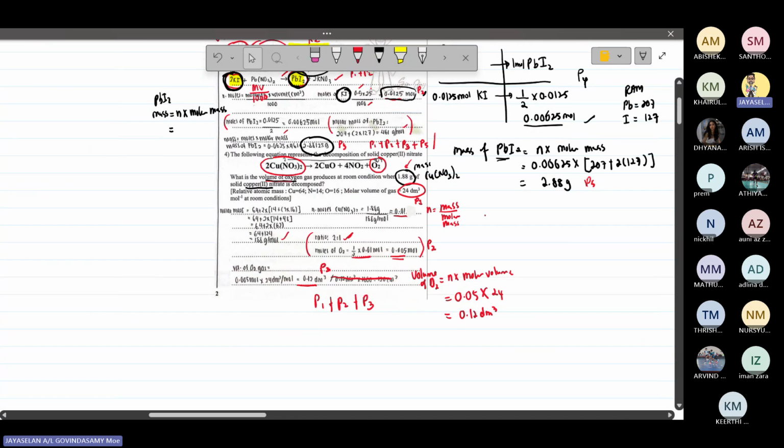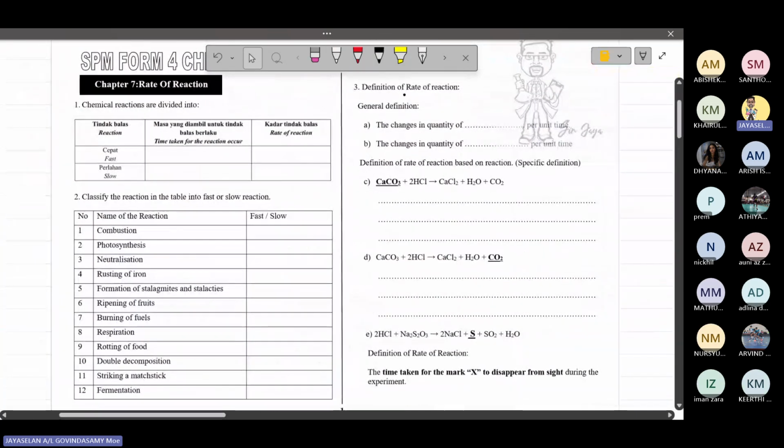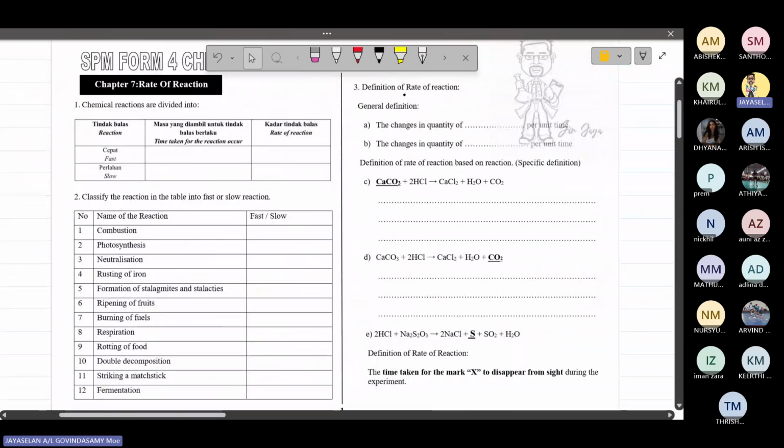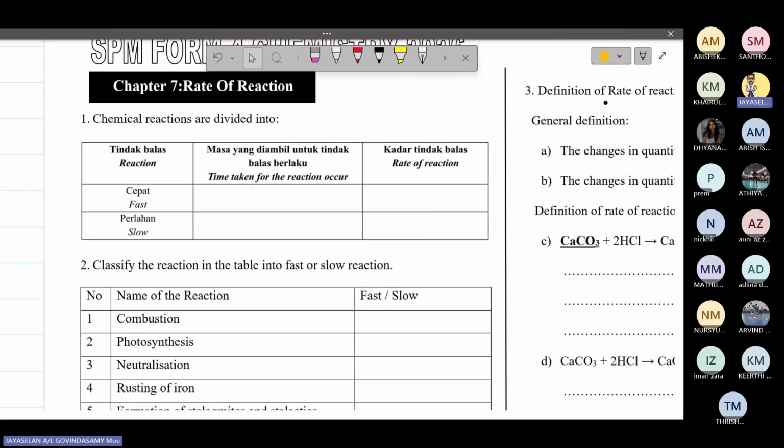I already shared the module in the group, the group for rate of reaction. Before we do the rate of reaction, I want to stress some important points, some terms that you should write correctly when you do the rate of reaction.